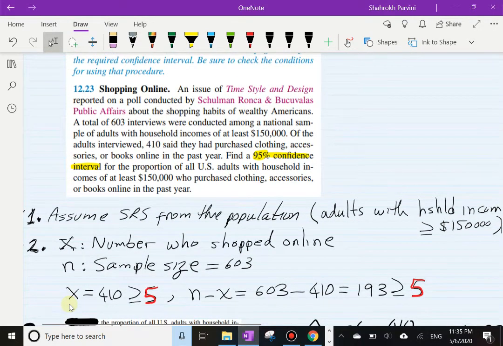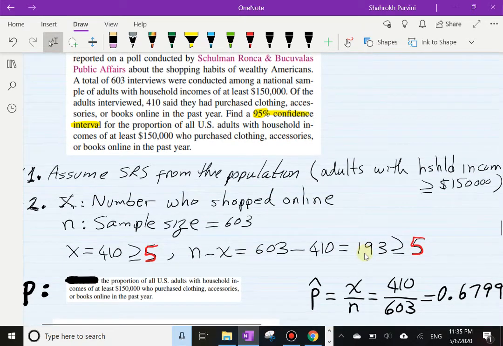So now checking the assumption, remember the number of successes and the number of failures must each be at least 5. So x, the number of successes, 410, is definitely bigger than 5. 603 minus 410, that is n minus x, is 193. Again, that's also greater than 5. So the assumptions are met. We can proceed with this Wald's confidence interval.